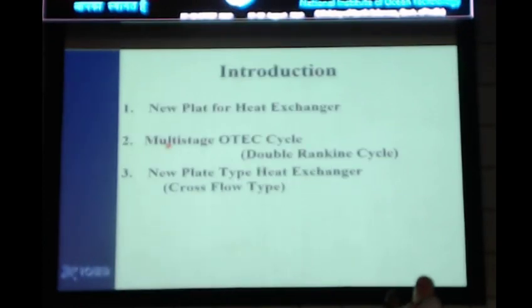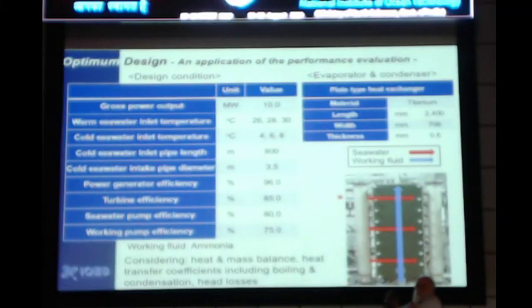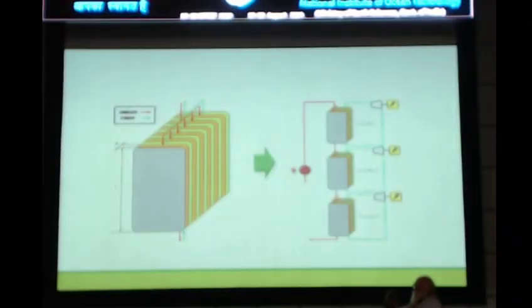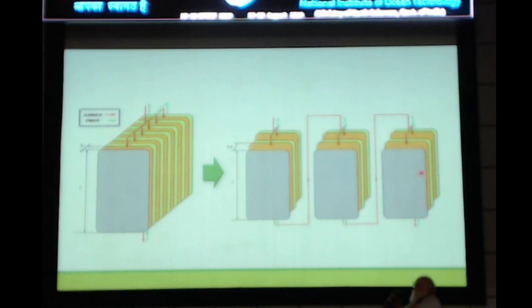Third, a new plate type heat exchanger, cross flow type. The conventional plate type heat exchanger is counter flow and parallel flow. But we developed a cross-flow heat exchanger for the double Rankine cycle. This is the seawater flow, and the working fluid flow. If we use counter flow for the multi-stage, the pressure drop increases because the seawater path is longer. But if you use cross flow, we can decrease the path of the seawater.